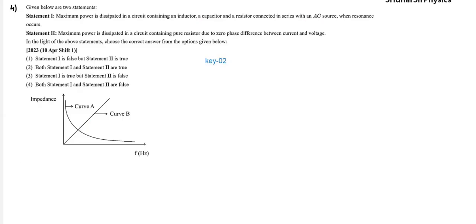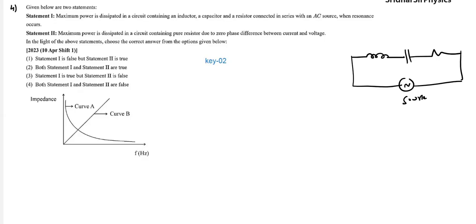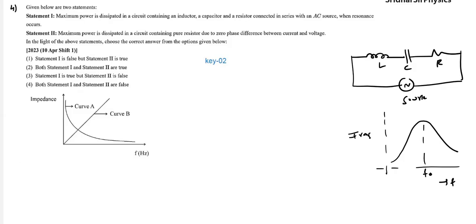Directly we will draw a circuit for statement one. This is telling: here you have an inductor, a capacitor, and a resistor. This is the source, here L, C, and this is R. When resonance occurs, this is a curve. And this is the current, and the x-axis will be the resonance frequency. Resonance frequency depends on what? 1 by 2 pi under root of LC.